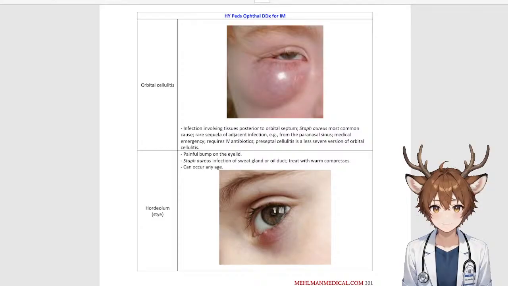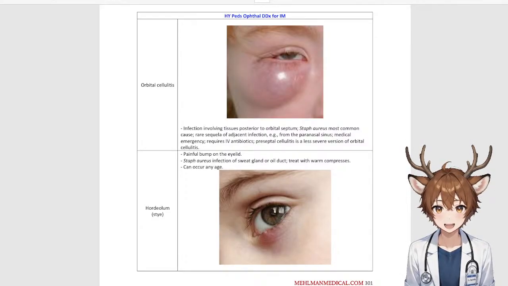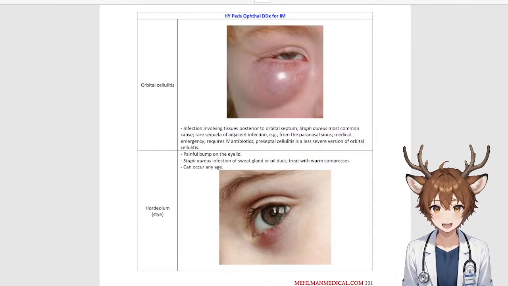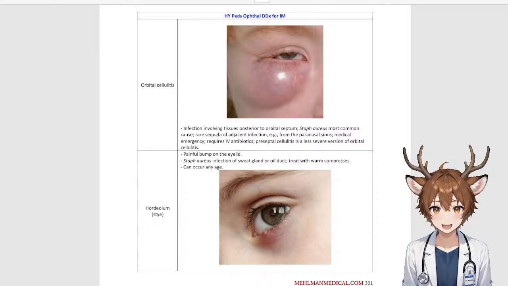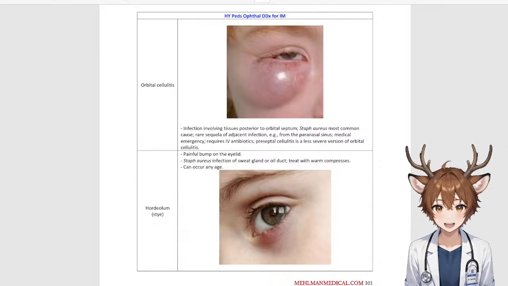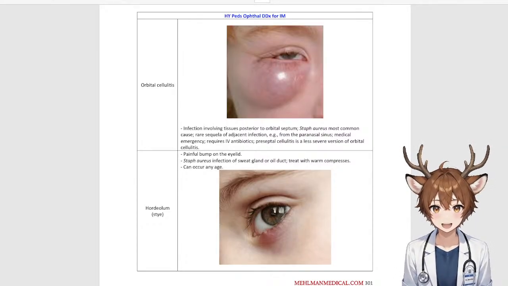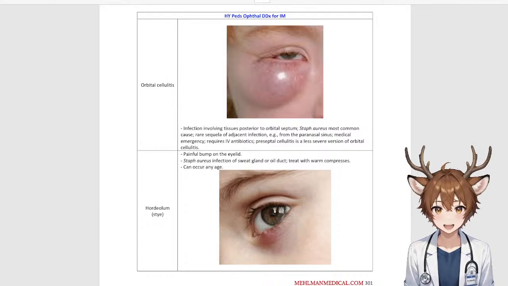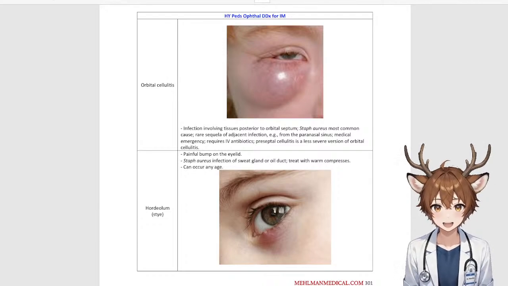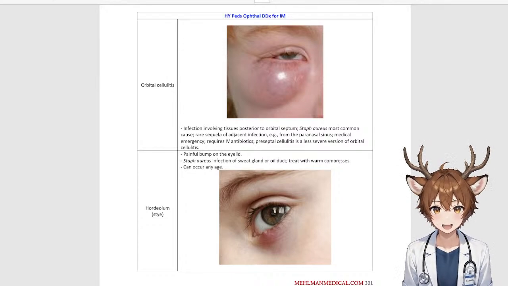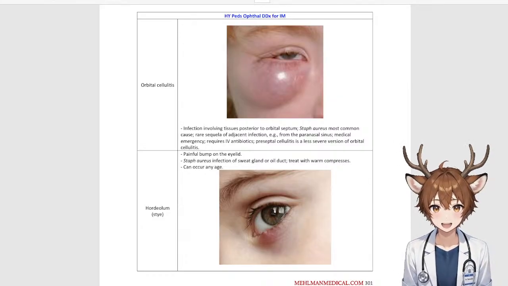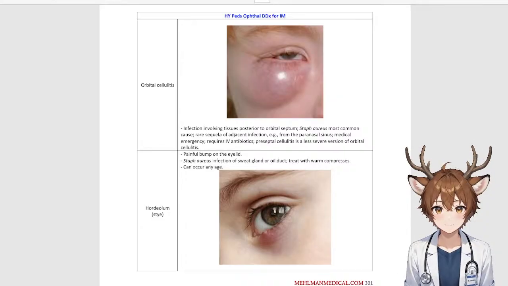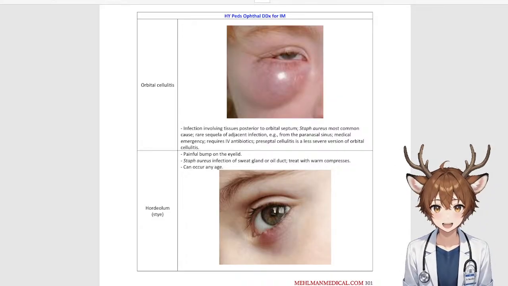Now let's talk about high-yield peds ophthalmology differential diagnoses for IM. So that's high-yield pediatric ophthalmology differential diagnosis for internal medicine. Orbital cellulitis. Infection involving tissue posterior to the orbital septum, Staph aureus most common cause, rare sequelae of adjacent infection, for example from the paranasal sinus, medical emergency, requires IV antibiotics. Preseptal cellulitis is a less severe version of orbital cellulitis.